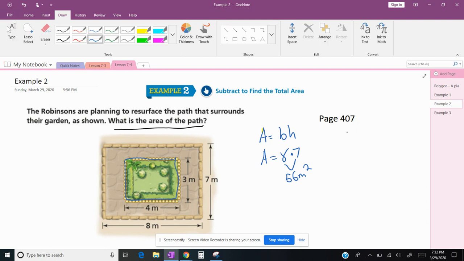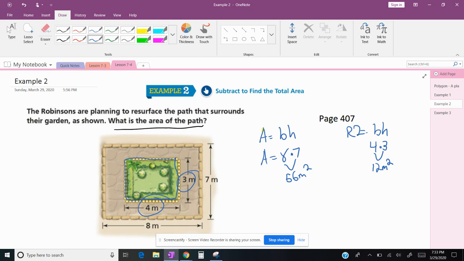So it's going to be, call it rectangle 2. It's still going to be base times height. I see the base is 4 meters, the height's 3 meters. So 4 times 3 is going to be 12 square meters. I'm not going to add them together. I don't need to. The 56 already includes the garden.